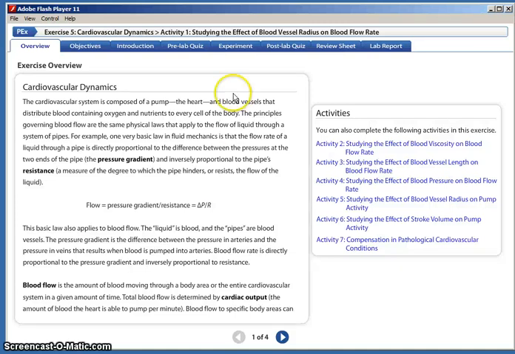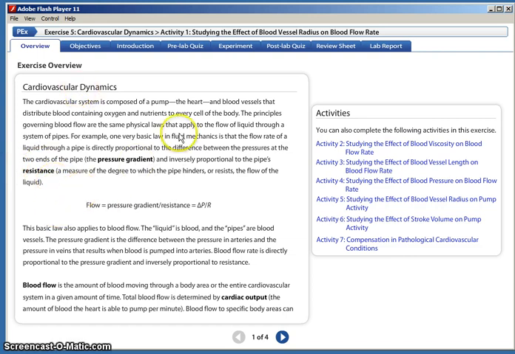Alright, in this video we're going to take a look at cardiovascular dynamics, exercise 5 from PhysioEx. These simulations are very good because they allow you to change the way things work in the body without all the expense and ethics of using a real live organism and trying to set up these experiments yourself, which would take time, and you'd probably encounter some failure. So they're very good lessons if you use them.